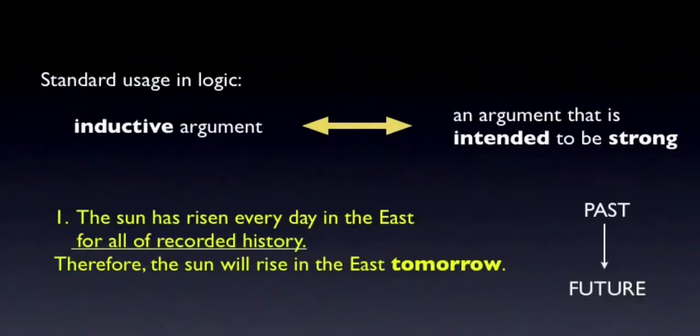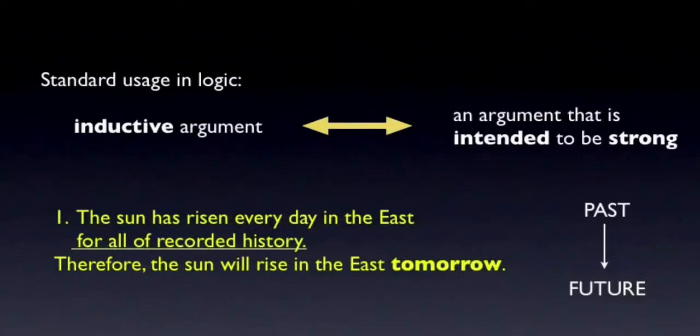The sun has risen every day for as long as the earth has existed, as far as we know, so we expect the sun to rise tomorrow as well. This is an inductive argument on our definition, because we acknowledge that even with this reliable track record, it's still possible for the sun to not rise tomorrow. Aliens, for example, might blow up the Earth or the sun overnight.